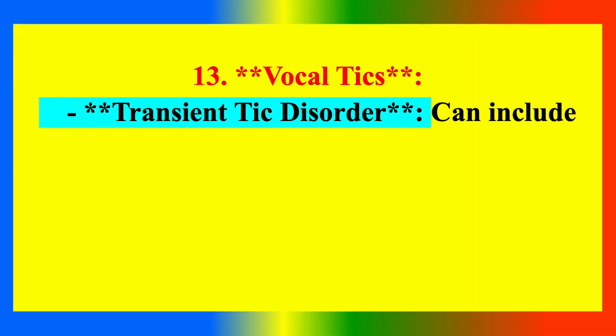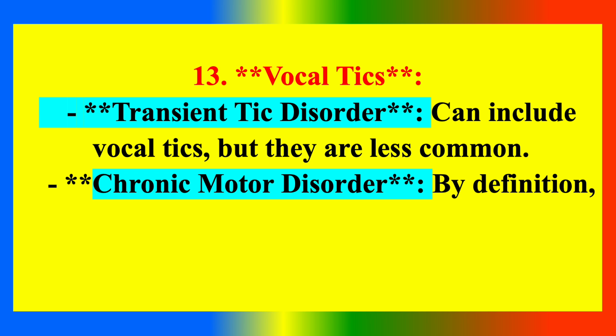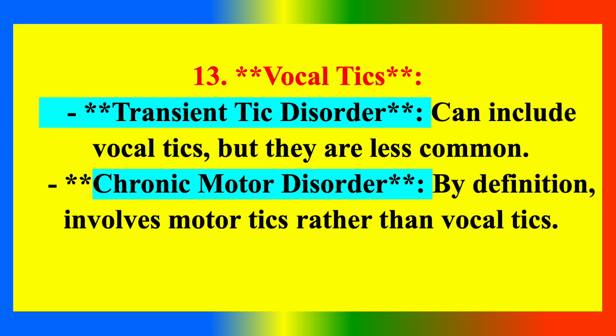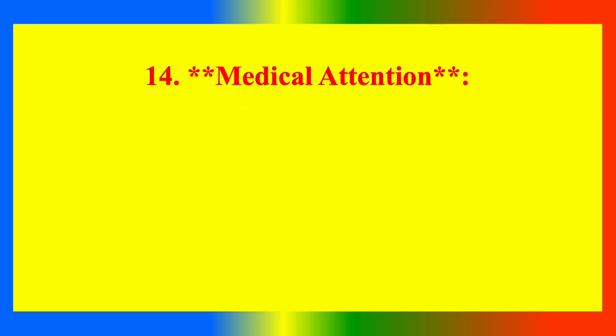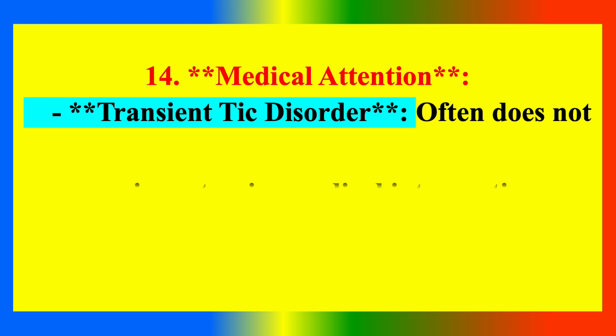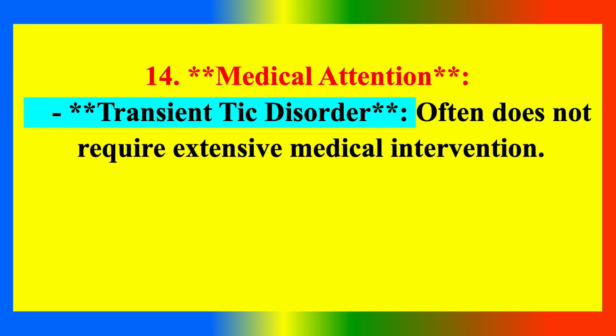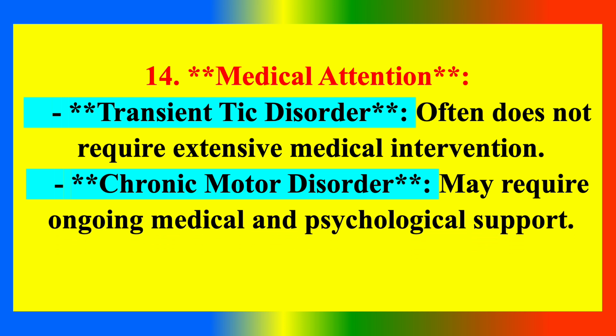13. Vocal tics. Transient tic disorder can include vocal tics, but they are less common. Chronic motor disorder, by definition, involves motor tics rather than vocal tics. 14. Medical attention. Transient tic disorder often does not require extensive medical intervention, but chronic motor disorder may require ongoing medical and psychological support.